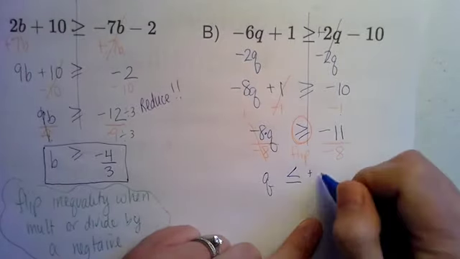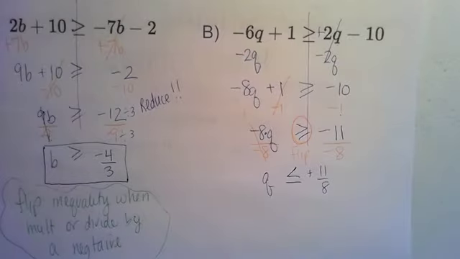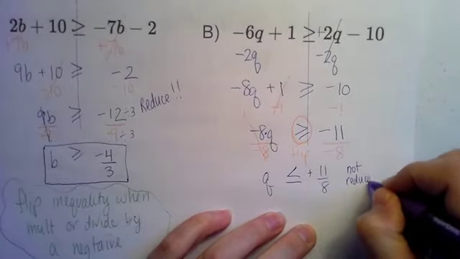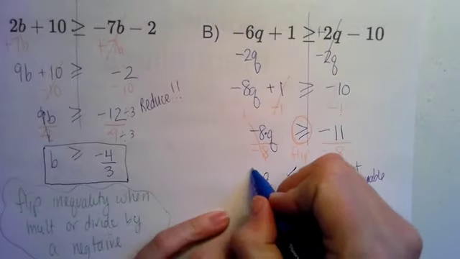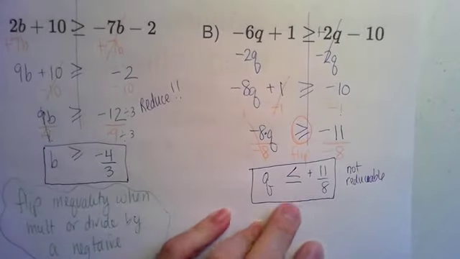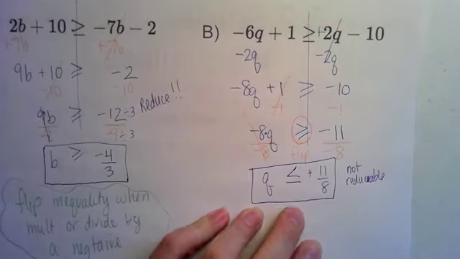This is a lovely fraction. 11/8 is a great fraction. We cannot reduce it. It's not reducible, which means this is a fine answer. This is a great answer. Q is less than or equal to 11/8.